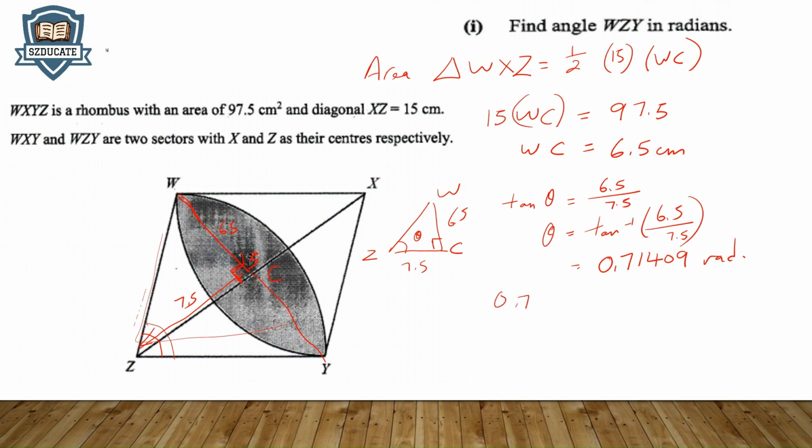So I need to times 2. 0.71409 times 2. Okay, this is very bad working. I shouldn't write it this way. I should write what I'm finding first, which is angle WZY, times 2, which gives 1.428, which will be 1.43 radian, correct to 3 SF.